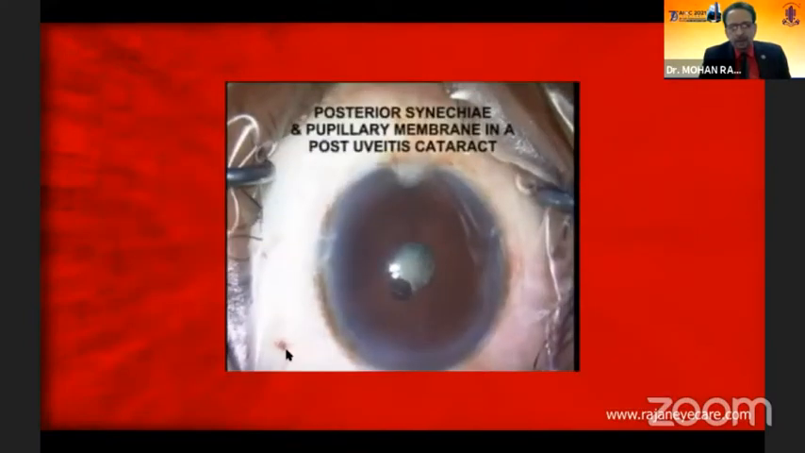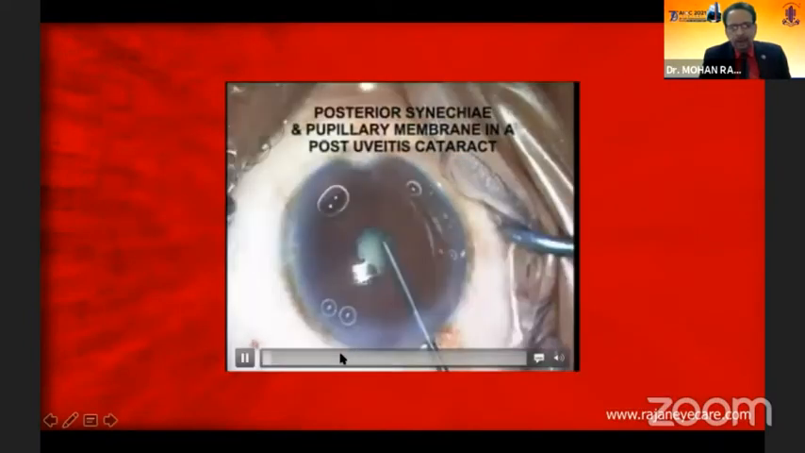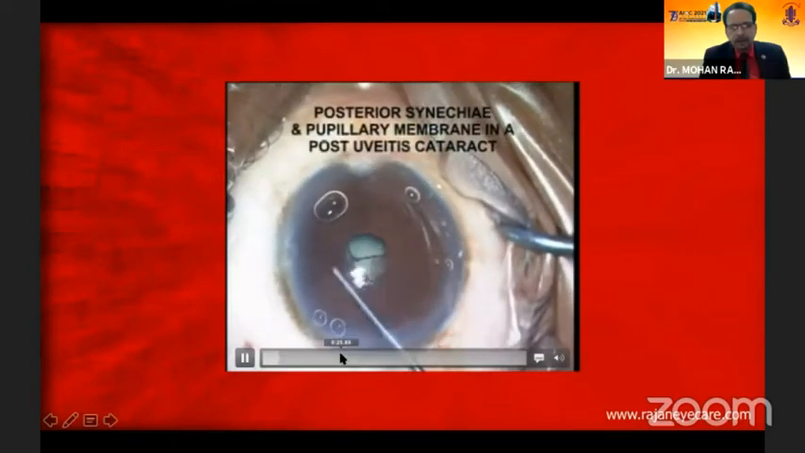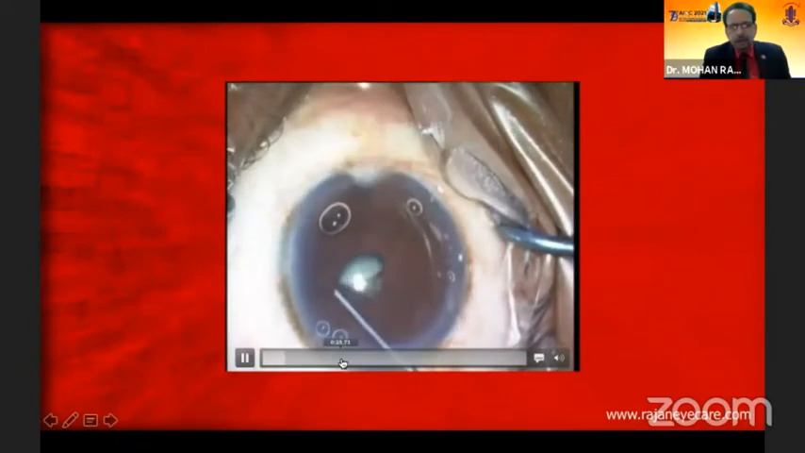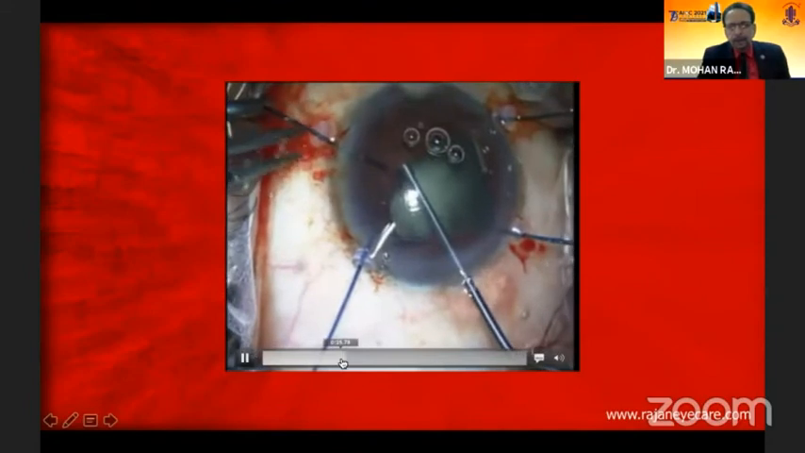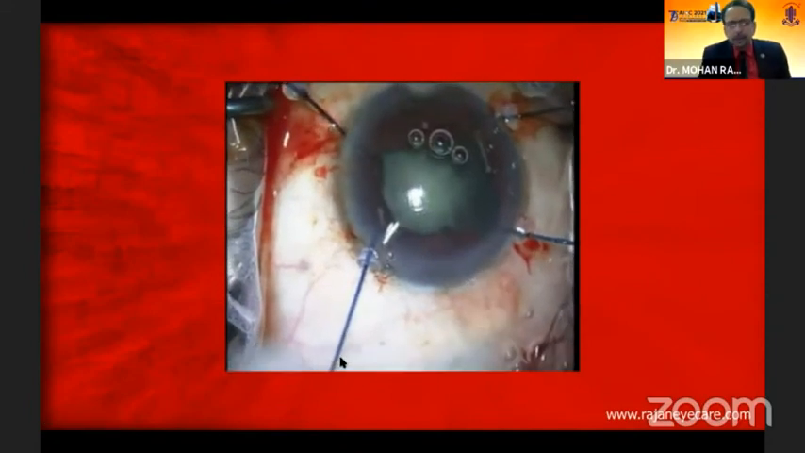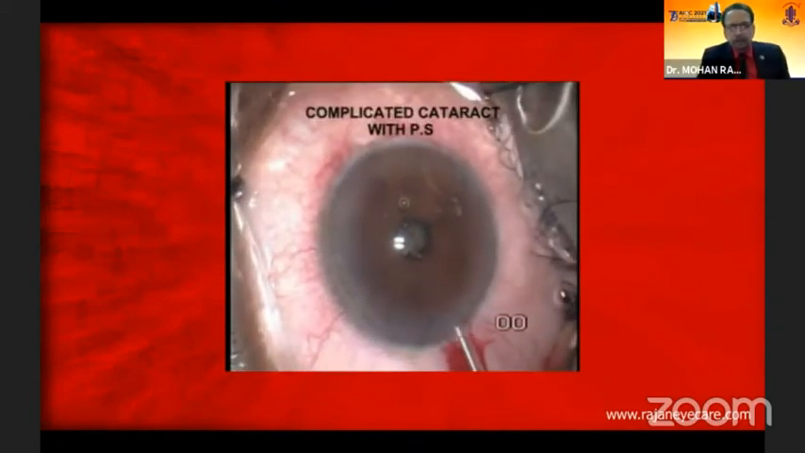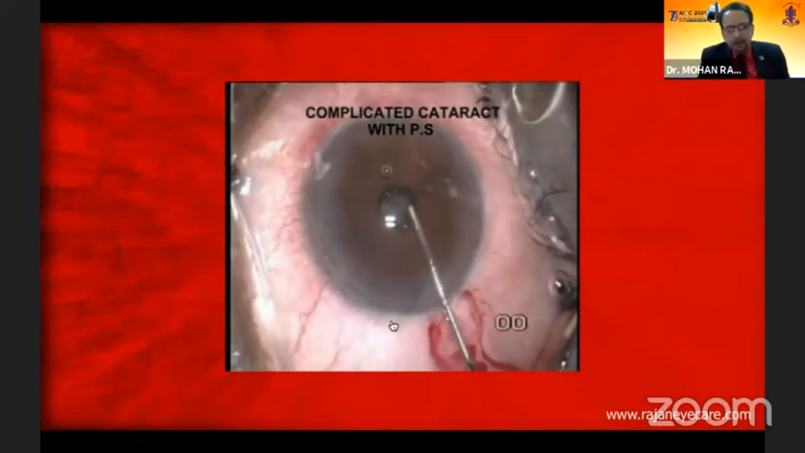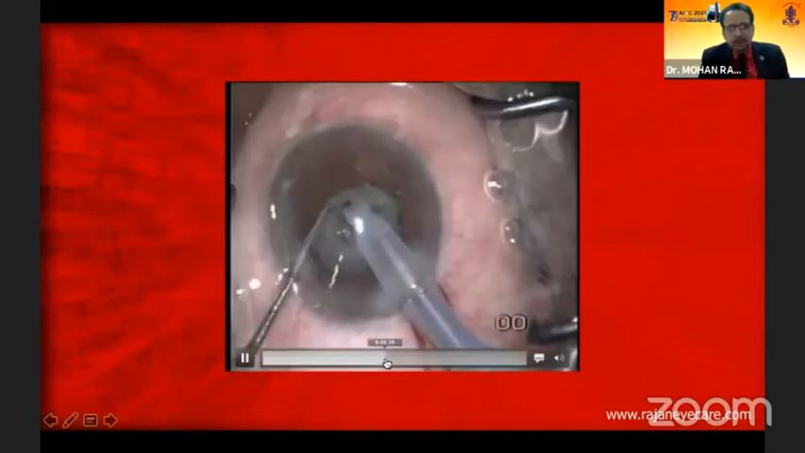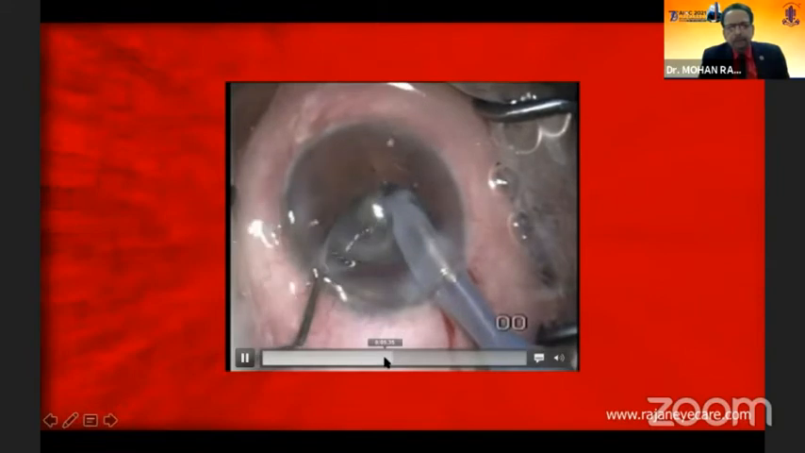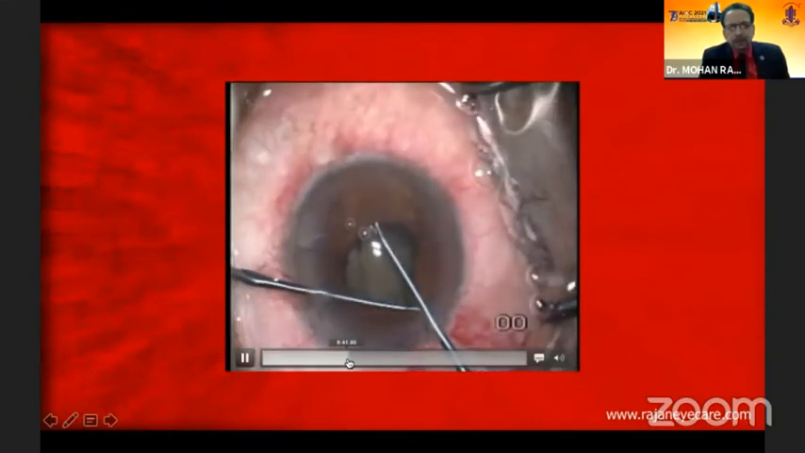Again, you can see here, this is again a complicated cataract combined with the vitrectomy. You can see here how I'm removing the membrane and putting the iris hooks and dilating the pupil as well. So with small pupils, sometimes if we don't have anything, you can even stretch the pupil, but I would not suggest this because it makes the pupil very atonic. You can see this is a pupil stretching.